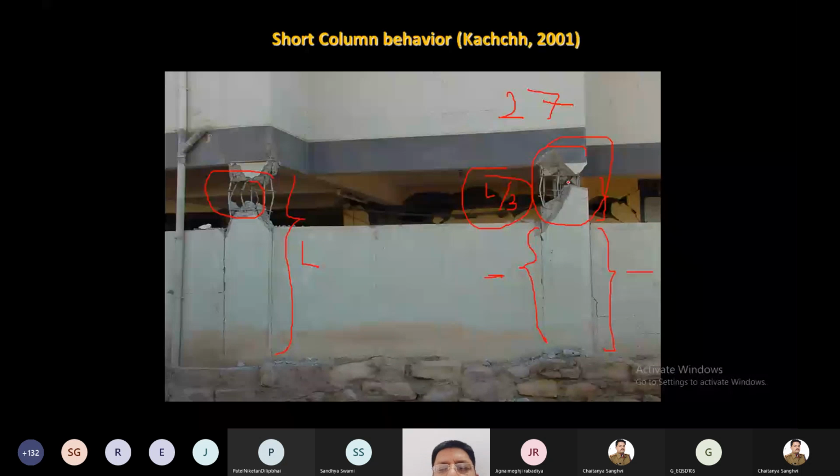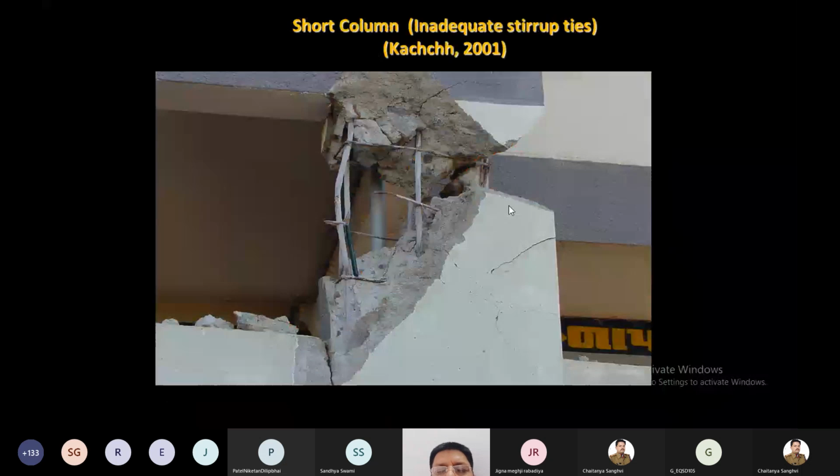So this is very poor detailing, but it is a short column effect. You can see this is a short column effect. Again, the poor detailing is there, but this is a short column. So a short column is not good during an earthquake, because it is going to attract higher force. But if you know it is a short column, there is no problem. You have to design the short column, right? You have to design for the maximum force.